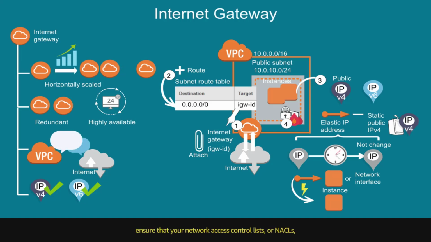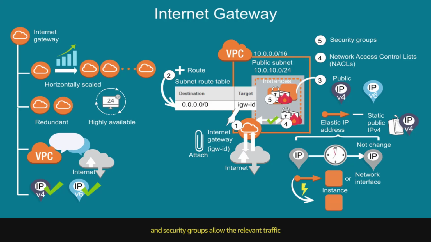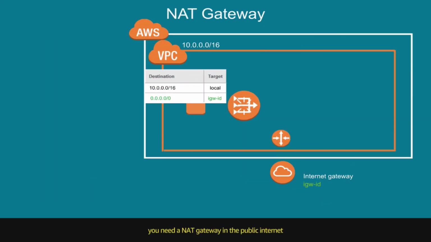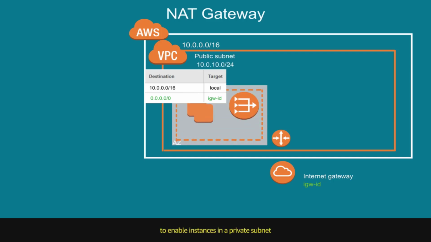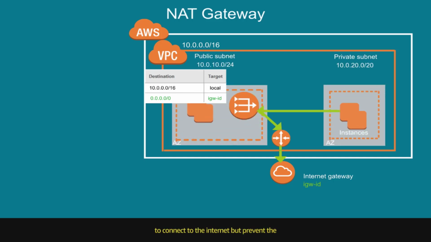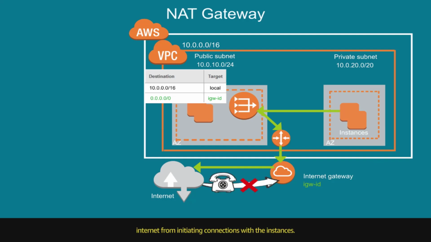Lastly, ensure that your network access control lists, NACLs, and security groups allow the relevant traffic to flow to and from your instance. On the other hand, you need a NAT gateway in the public subnet to enable instances in a private subnet to connect to the internet, but prevent the internet from initiating connections with the instances.